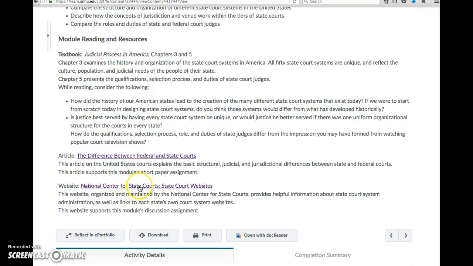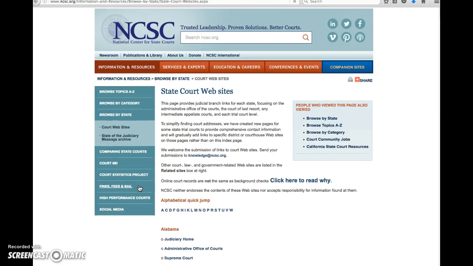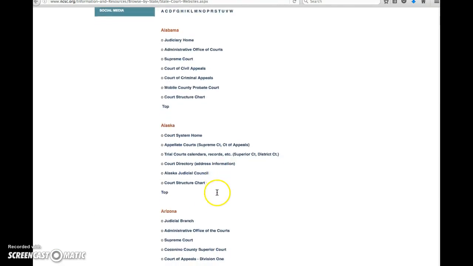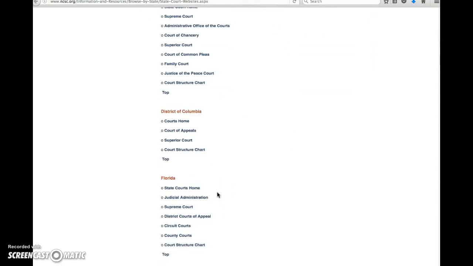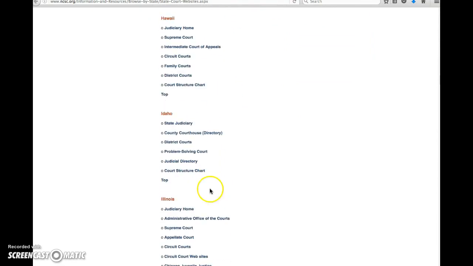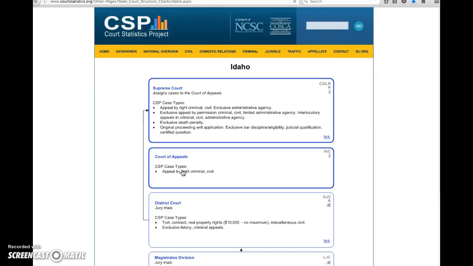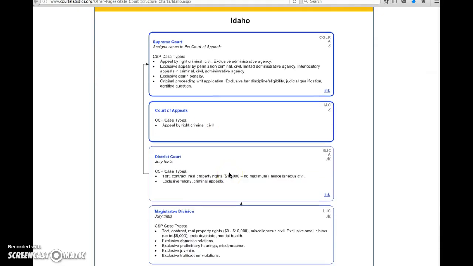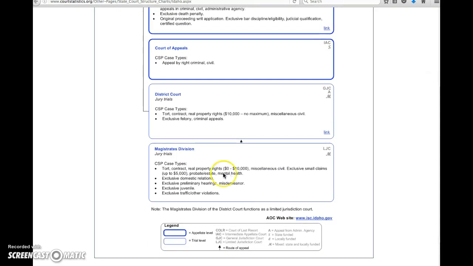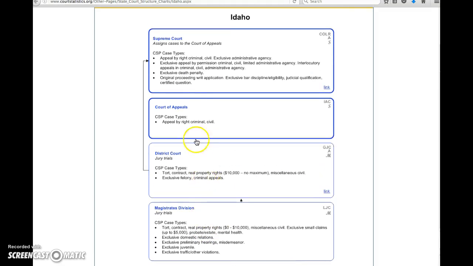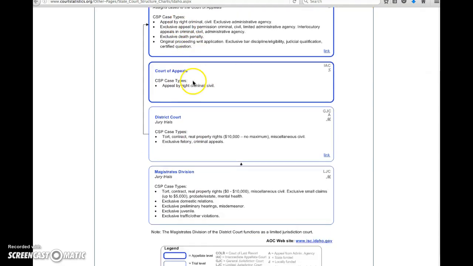So let's take a real quick look here at the National Center for Courts. And I am going to go down to Idaho just because it's a pretty simple court structure. So let's take a look at Idaho. Idaho has basically a four-tiered system. We have Magistrates Division, District Court, Court of Appeals, and the Supreme Court for the state of Idaho.